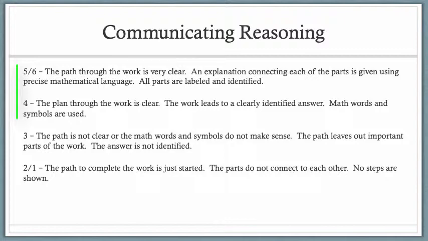So for a 5 or 6, which would be a really high score, you have very clear work. You have an explanation connecting each of the parts using precise math language. You've labeled things, you've identified things. As a grader, all your numbers, all your symbols, everything makes sense and is explained and laid out very clearly. Even for a passing score of 4, the work is clear, you've clearly identified the answer, and you're using math words and symbols. Not passing is where there's gaps.